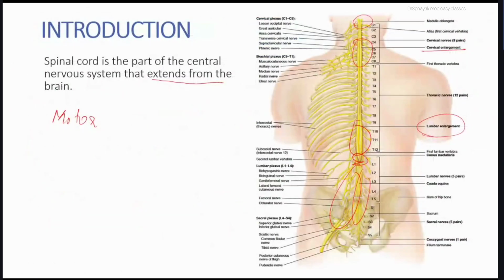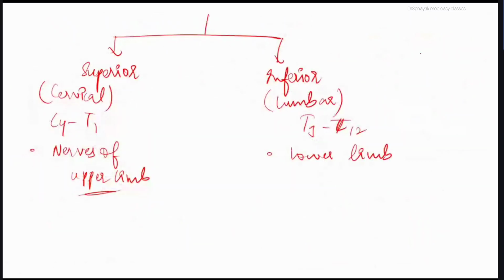So inferior to the lumbar enlargement, we have a cone-like structure, which is known as conus medullaris. For example, this is the cervical and then this is the lumbar enlargement. So we have a cone-like structure here, which is known as conus medullaris. And after the conus medullaris, we have a small filament-like structure, which is known as filum terminale.